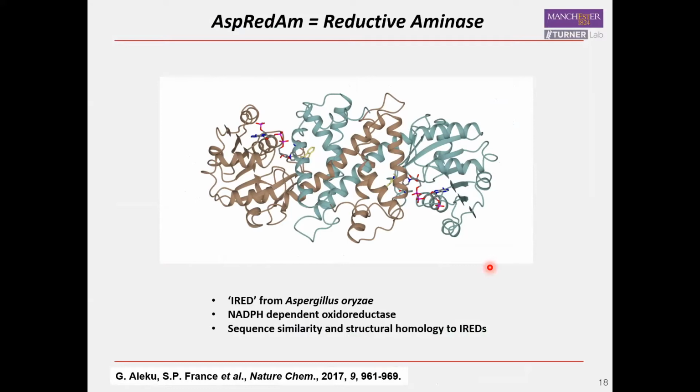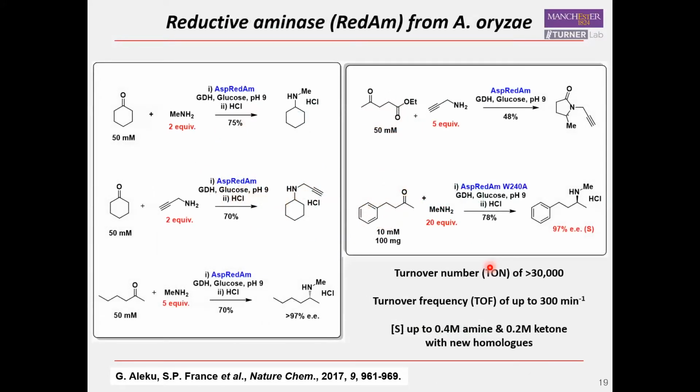ketone and amine precursors. They look like imine reductases, but they have this additional catalytic activity. And the group showed that they could couple amines and ketones essentially in one-to-one stoichiometry in water, which is a pretty remarkable feat. They have good activity, high turnover numbers, they're tolerant to high substrate concentrations, and so they are really very exciting new enzymes that have been added to the toolbox.